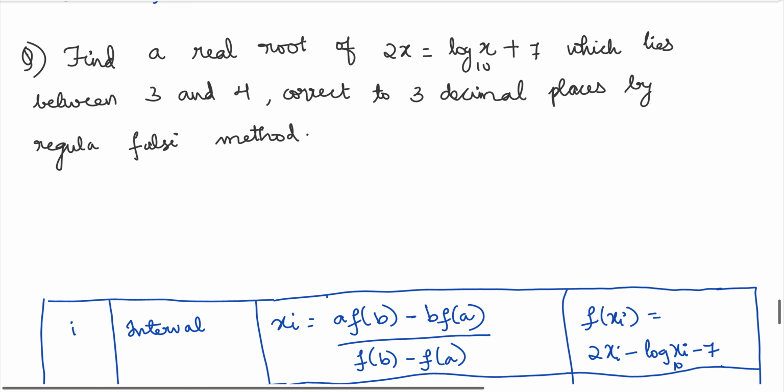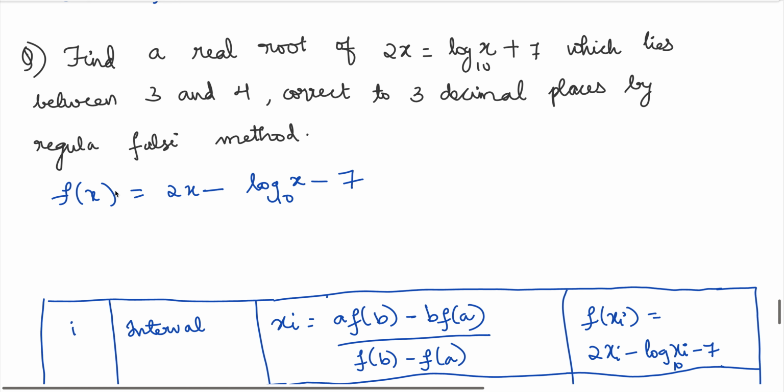So let's continue to solve more questions. The question is, find a real root of 2x equal to log x to the base 10 plus 7, which lies between 3 and 4, correct to 3 decimal places by regular falsi method. So what is our f of x? f of x is equal to 2x minus log x to the base 10 minus 7. Okay, so this is our f of x.